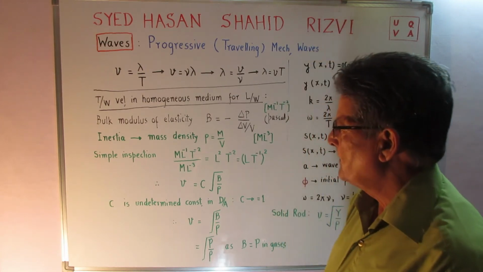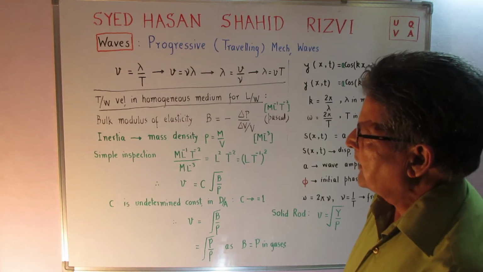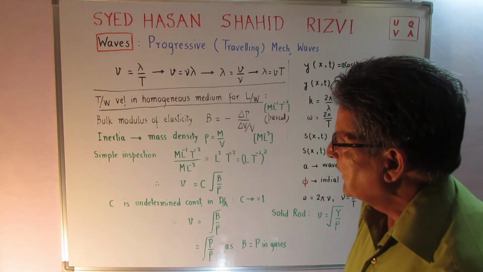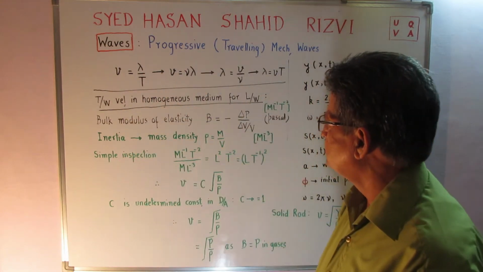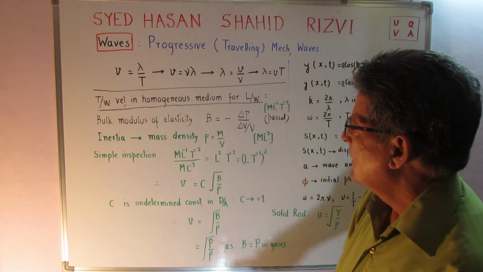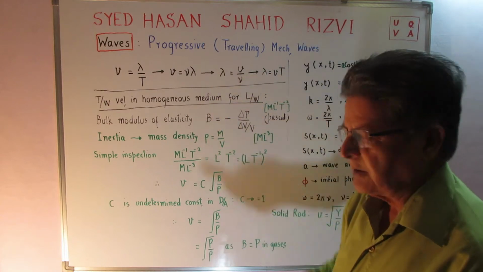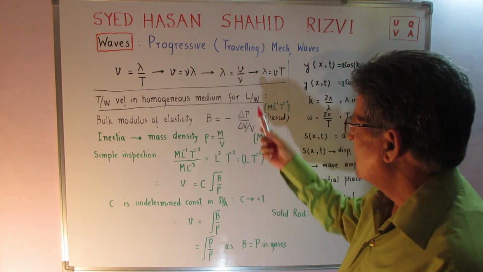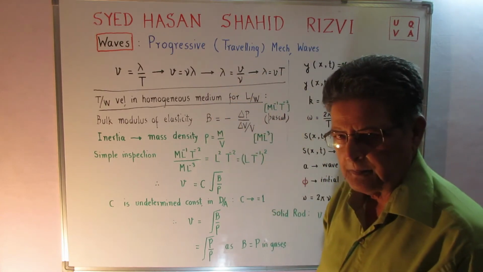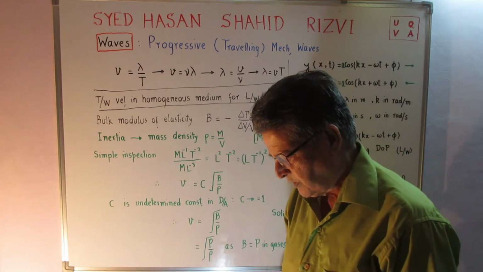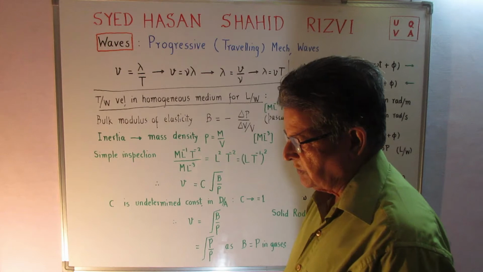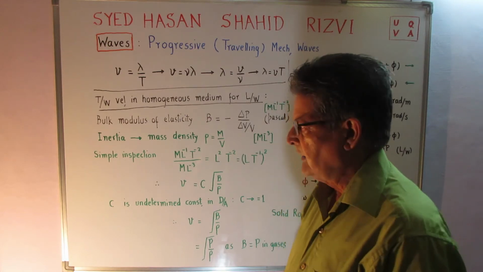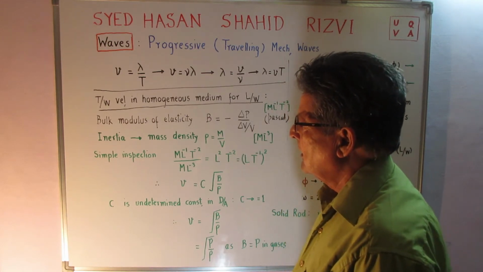than 2 seconds. Now let us take the travelling wave velocity, okay, in a homogeneous medium for longitudinal waves. Okay, so you have to see what kind of elastic property is there and what kind of inertial property is there.